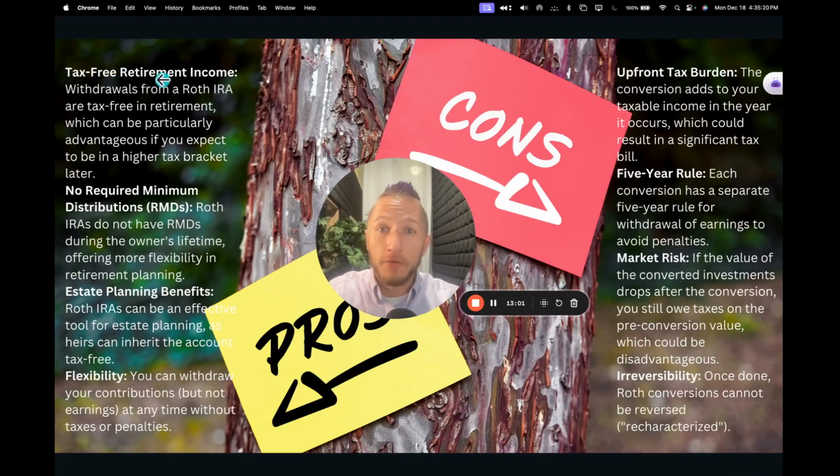There is a tax-free retirement income that is generated from Roth IRAs. So with that being said, that is probably the single biggest advantage, again, in my opinion, as a financial professional. There also is another advantage of not being told that you have to take money out of your account, so no required minimum distributions. There are also some estate planning benefits inside of these. So Roths can be very, very effective in leaving a tax-free legacy for the family.